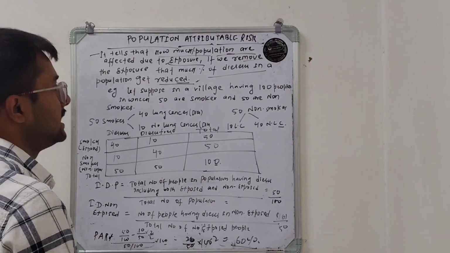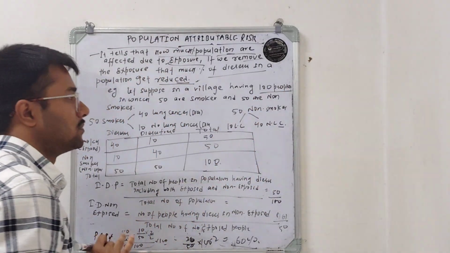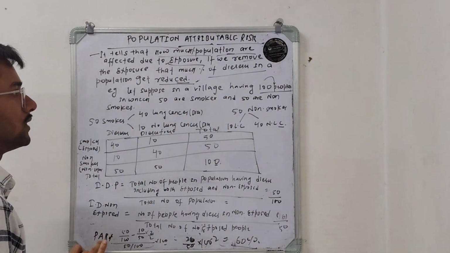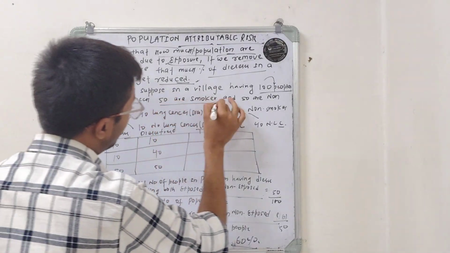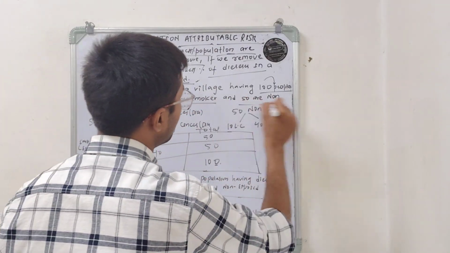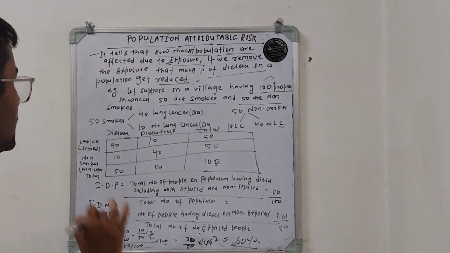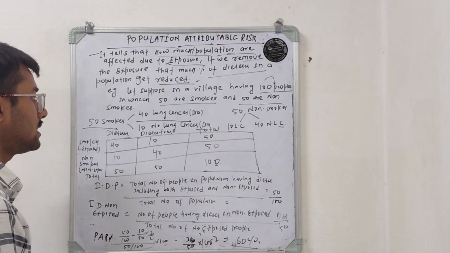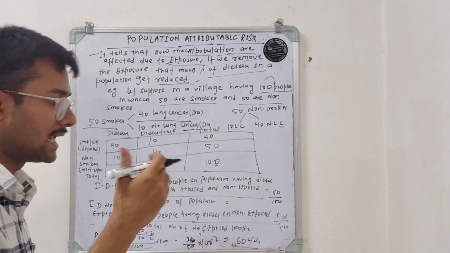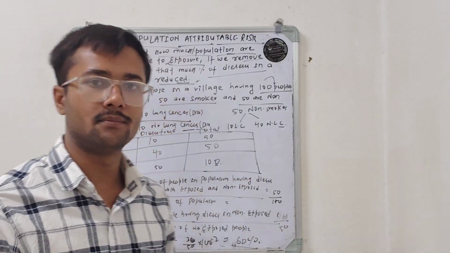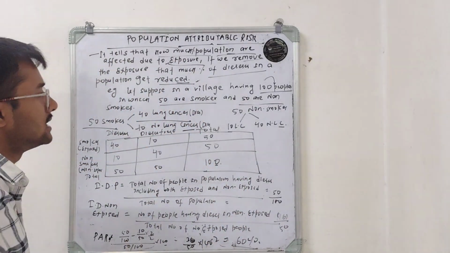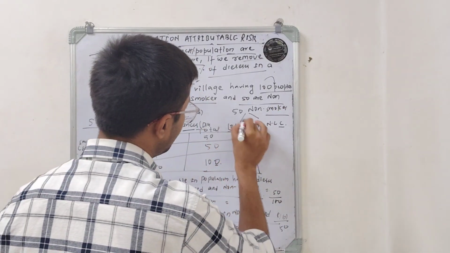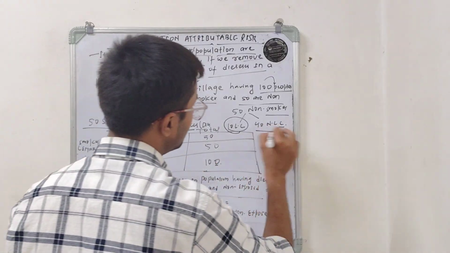For example, let's suppose a village has 100 people, a very small village. In this village, 50 are smokers and 50 are non-smokers. Among the smokers, 40 develop lung cancer and 10 are disease free. In the non-smokers, 10 develop lung cancer and 40 are disease free.